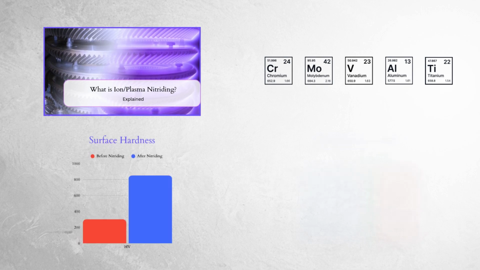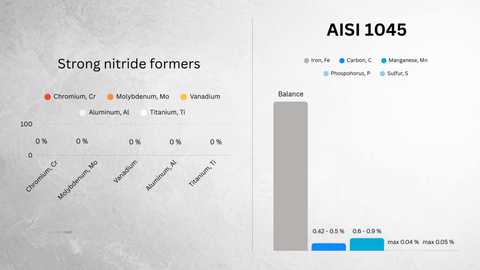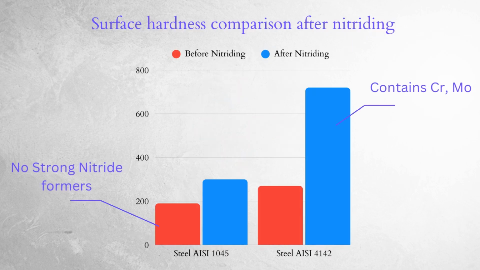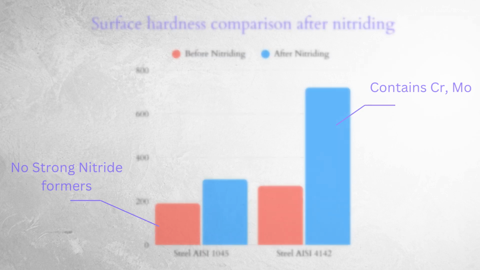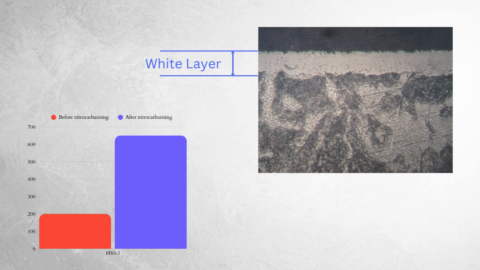In our earlier video on plasma nitriding, we discussed how alloying elements affect the surface hardness and case depth. These elements form hard nitrides during the process. But what happens when your steel doesn't contain many strong nitride formers? Nitrogen diffuses into the crystal structure and distorts it, which increases the hardness, but not as much as when it forms nitrides. Nitrocarburizing offers a way to significantly boost surface hardness and wear resistance by promoting a thicker white layer compared to standard nitriding.